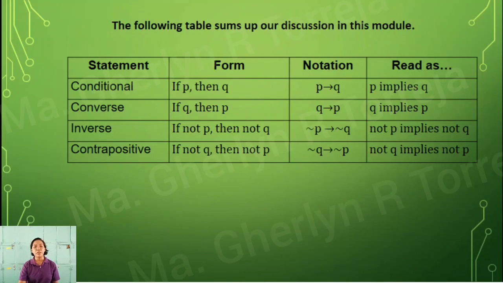If our conditional statement is if P then Q, ang notation niya, P implies Q. So, para sa converse statement, babalik na rin lang natin yung position ng P at ng Q. Magiging siyang if Q, then P. And for the inverse, if not P, then not Q. Lastly, for the contrapositive, if not Q, then not P. Malinaw po.